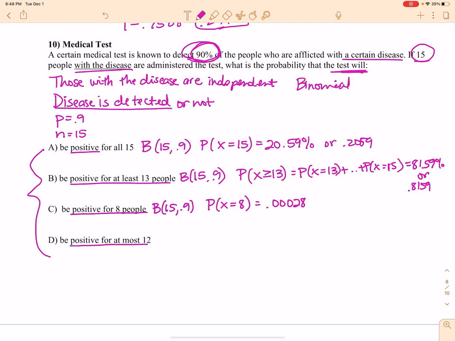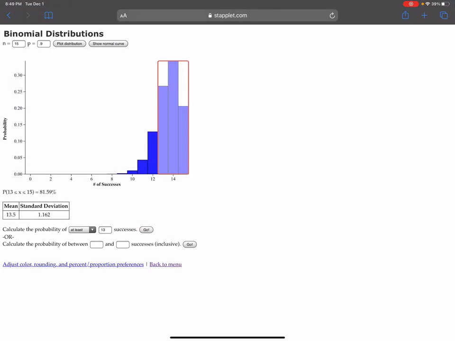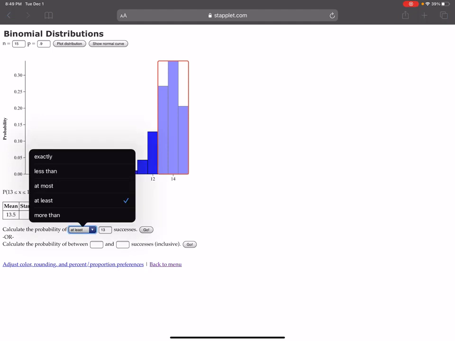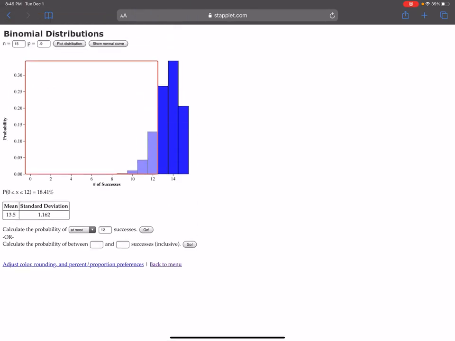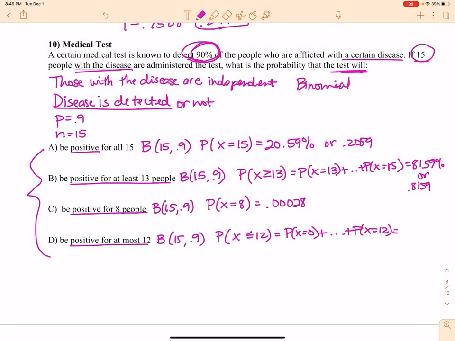Okay. What's the probability it will be positive for at most 12? Here's my parameters. At most 12 means nothing above 12, so less than or equal to 12. So the probability x equals 0 plus all the way up to the probability that x equals 12. Okay, so I'm going to go to Statplet. I am going to use my pull-down menu here, and I'm going to choose at most 12. Push go, 18.41%. Easy peasy, lemon squeezy. You're welcome.